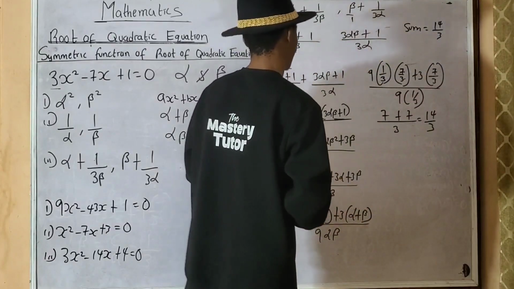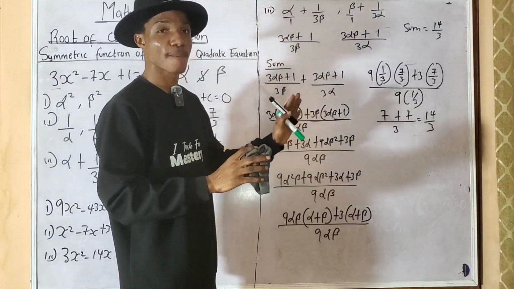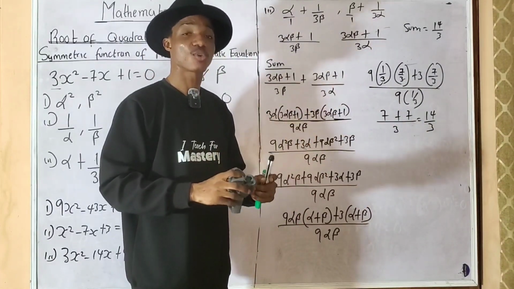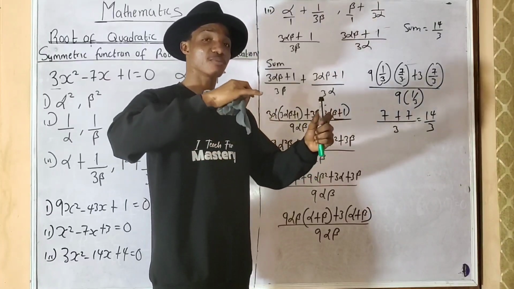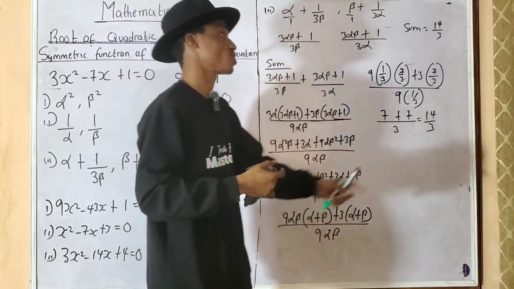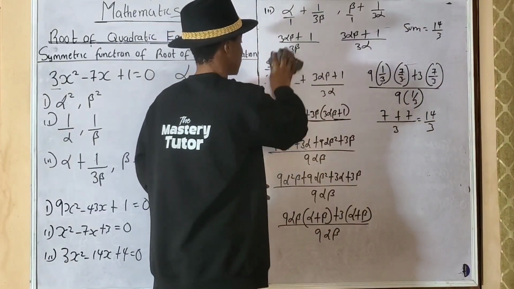Now let us look for the product. So this calculation only is for the sum. We are still going to take the product because in the first method we have to find the sum of the root. We have to take the product of the root. So we've taken the sum and we arrive at 14 over 3. So let us take the product. Permit me to erase this.